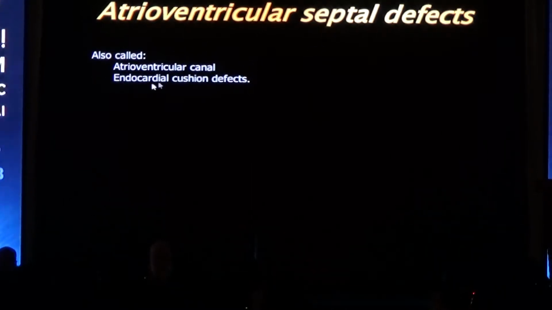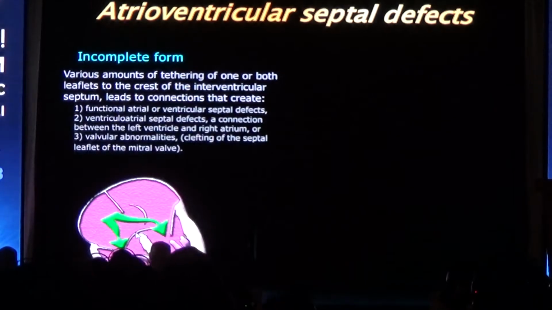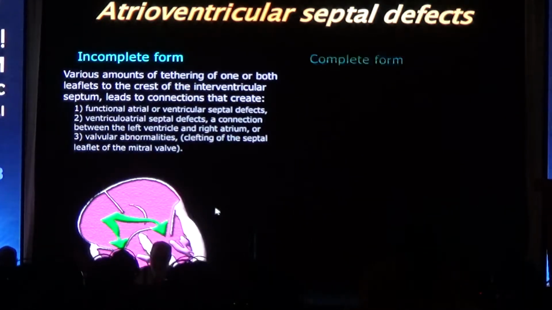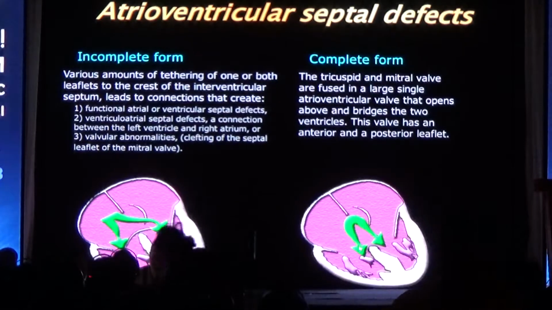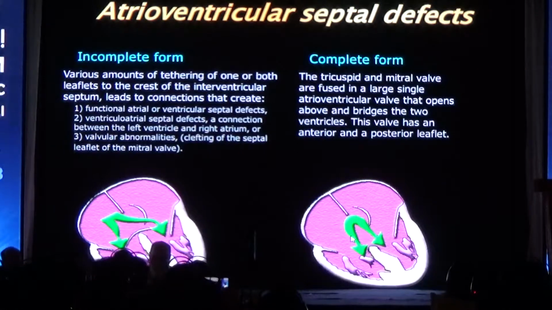And now we move to the combined atrial and ventricular septal defect. These used to be called endocardial cushion defect, and they're also called atrioventricular canal, but the preferred terminology is now atrioventricular septal defect. They're divided into 2 groups: an incomplete form, in which there is tethering of the valve over the crest of the septum, and this allows all sorts of atrial to atrial, atrial to ventricle, and ventricle to ventricle communication. And then there's a complete form in which there is nothing in the middle of the heart, and this can be further subdivided, and I'll show you later.